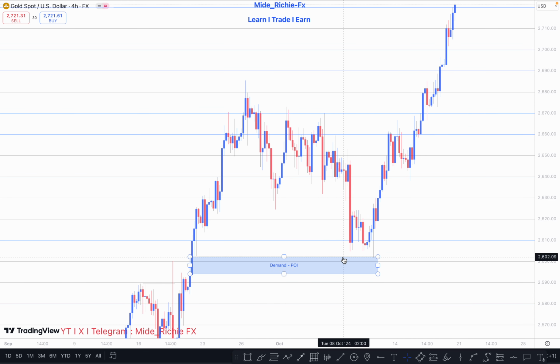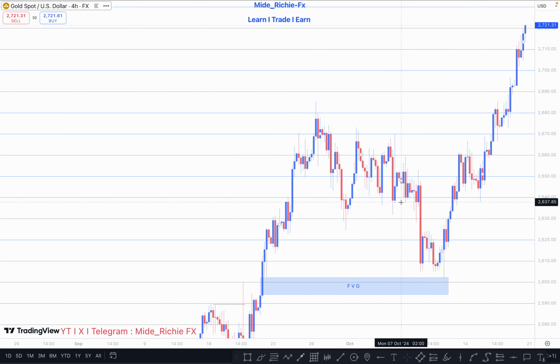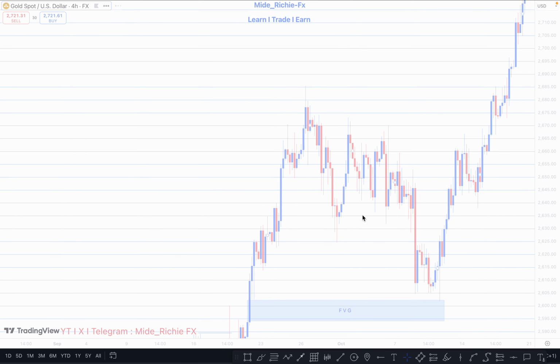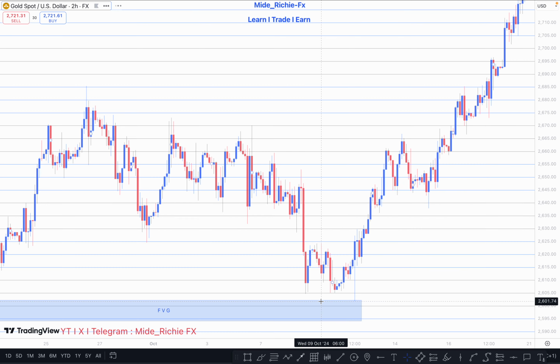But then what really happened before the market mitigated that part of interest? Sorry, this is supposed to be on FVG. What really happened before the mitigation, right? I think it's the 2 hour time frame. I was actually expecting a demand zone mitigation. I was not really expecting the market to come low to this place to mitigate that fair value gap.